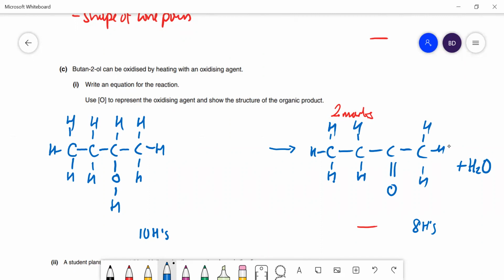Now let's count up our oxygens. We have got 1 oxygen on the left, but we've got 2 on the right. So that means we're going to need a single oxygen atom with its electrons. That's the oxidizing agent. Okay, so that is our balanced equation there.